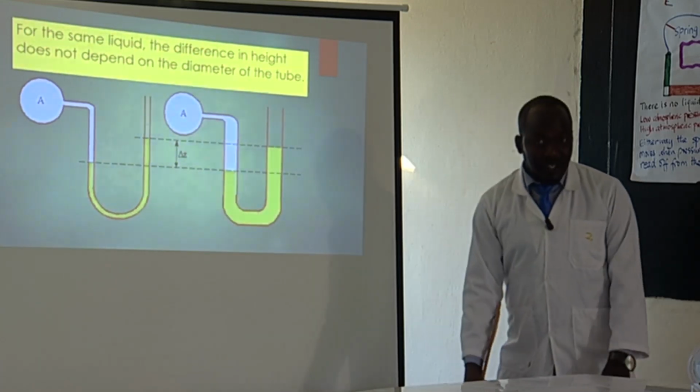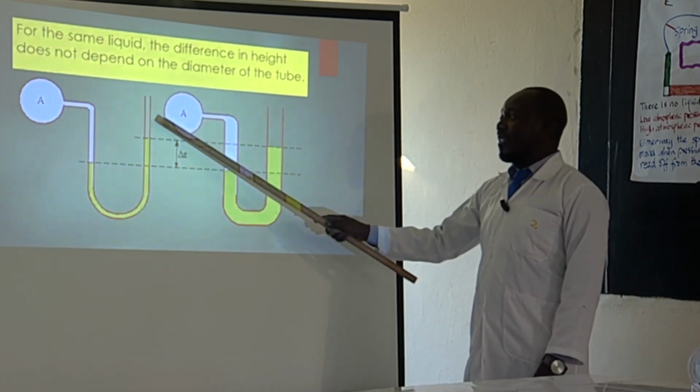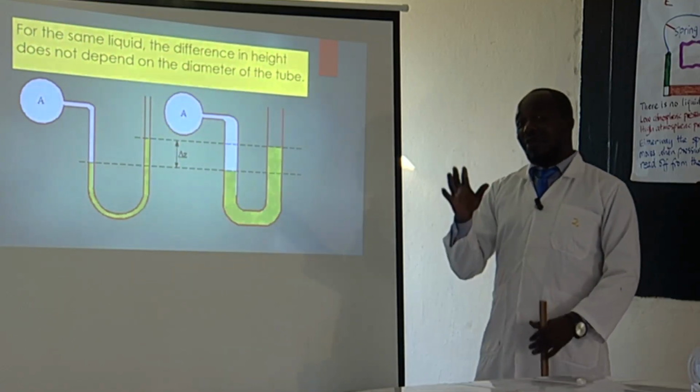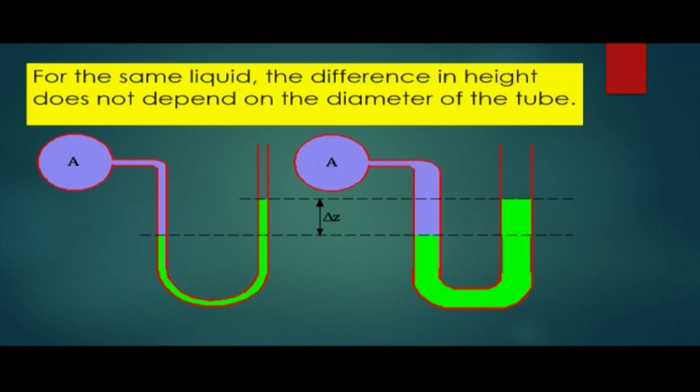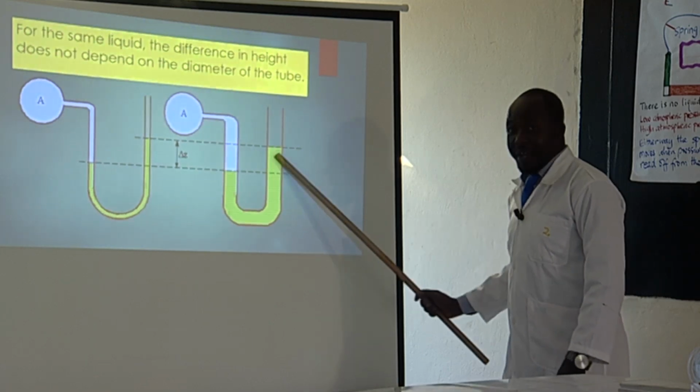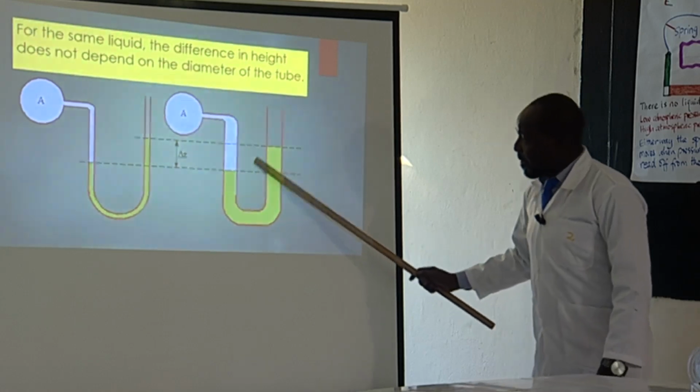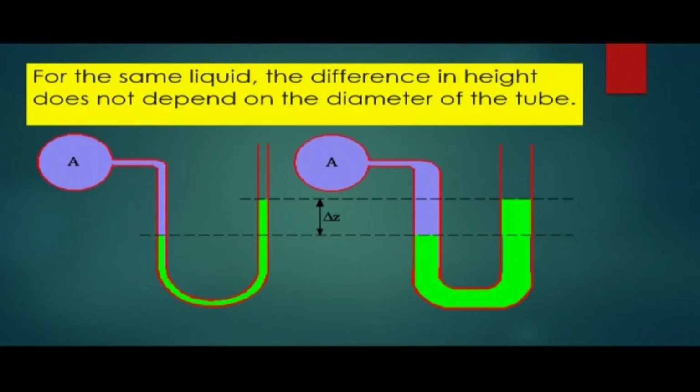What is the difference here? The difference here is in the diameter of the tubes. So it means if I have two manometers, one is having a smaller diameter, the other one has a bigger diameter, don't get worried. You will get the same difference in height, as long as you are measuring pressure of the same gas under the same circumstance. I hope you get that. This is a smaller diameter, and this one is a bigger diameter, but the height difference in them is the same.